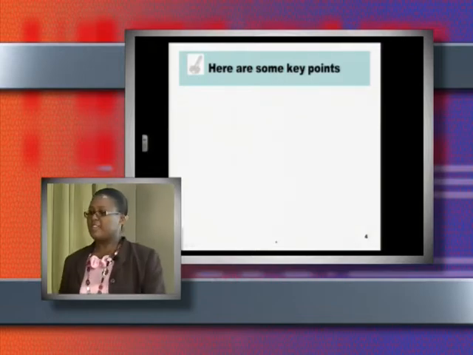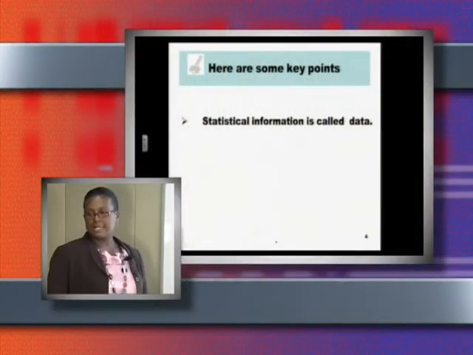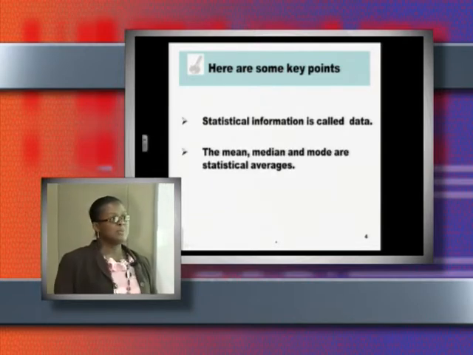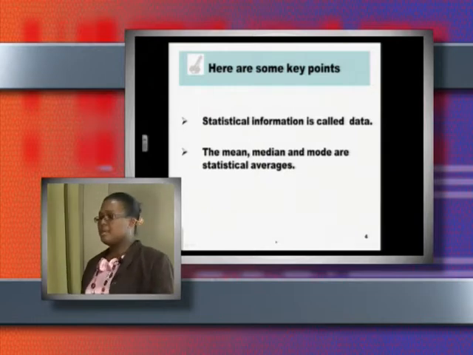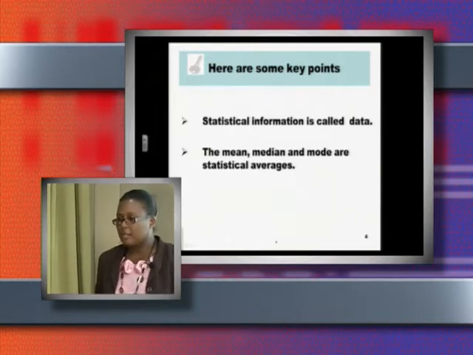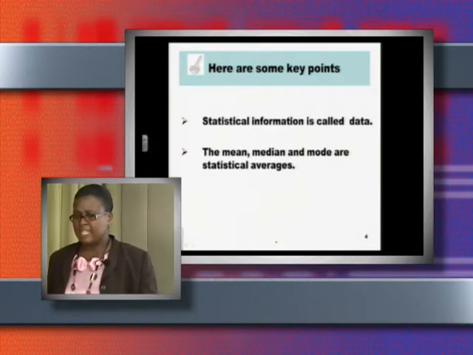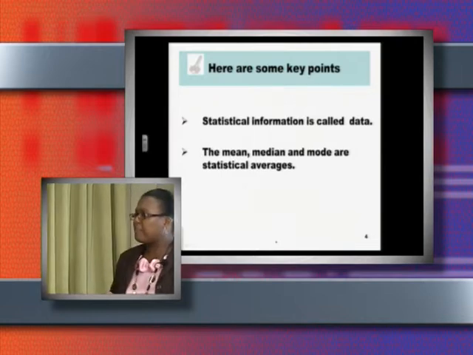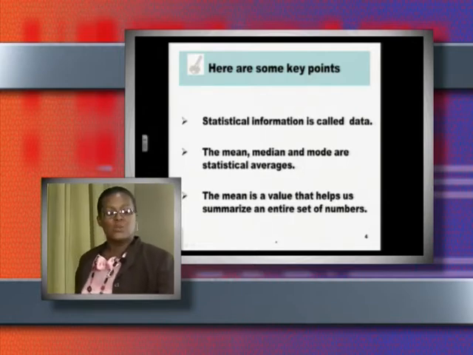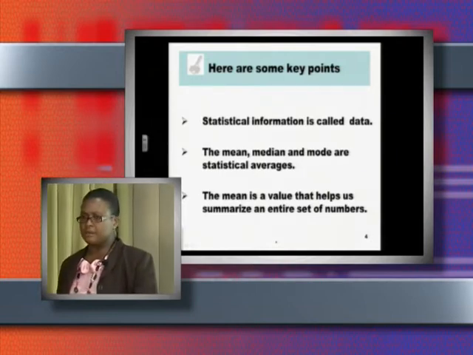Before we go on to actually finding a value of a mean, here we have some key points. Statistical information is called data, as I told you before. And then we have a little sentence there that says the mean, the median, and the mode are statistical averages. These are three concepts in statistics that help us to analyze and understand the kind of information that we collect. It gives us a better picture or a representation. Further, the mean is a value that helps us to summarize an entire set of numbers. So let's delve into the mean.